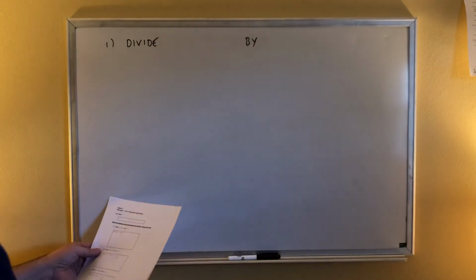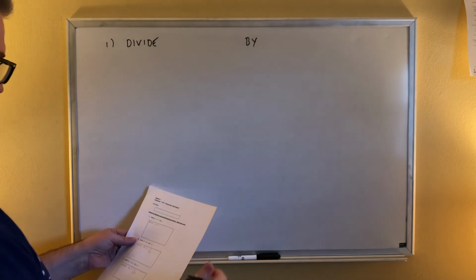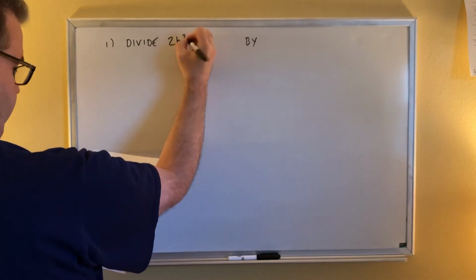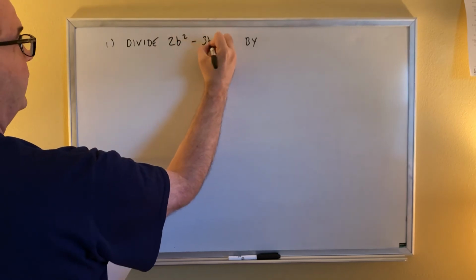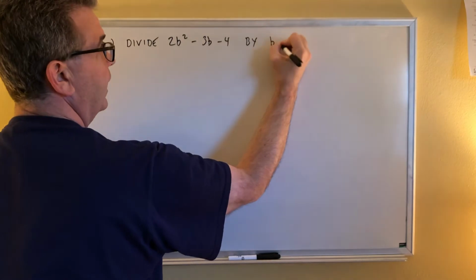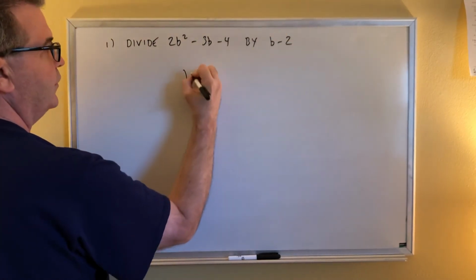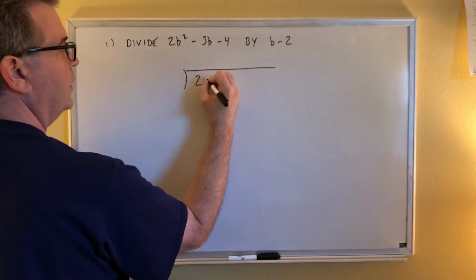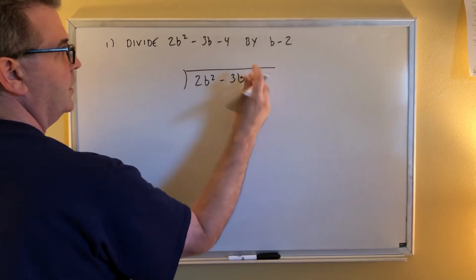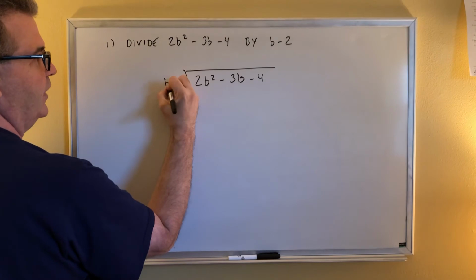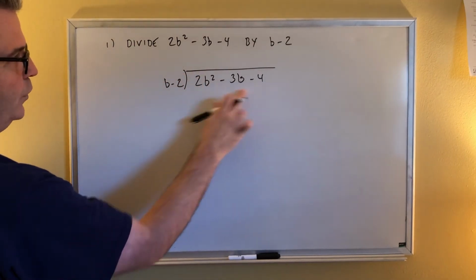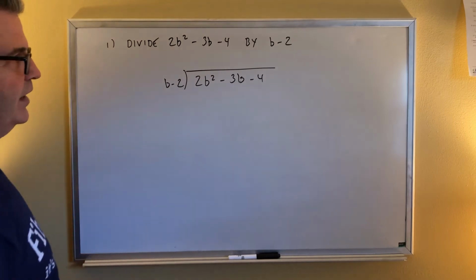Okay, number 2 states divide 2b squared minus 3b minus 4. So 2b squared minus 3b minus 4, and we're going to divide that by b minus 2. Okay, so let's set up the problem. We'll put this larger expression inside the division bar, and we'll put the smaller outside. So we are dividing 2b squared minus 3b minus 4. We're dividing that by b minus 2.